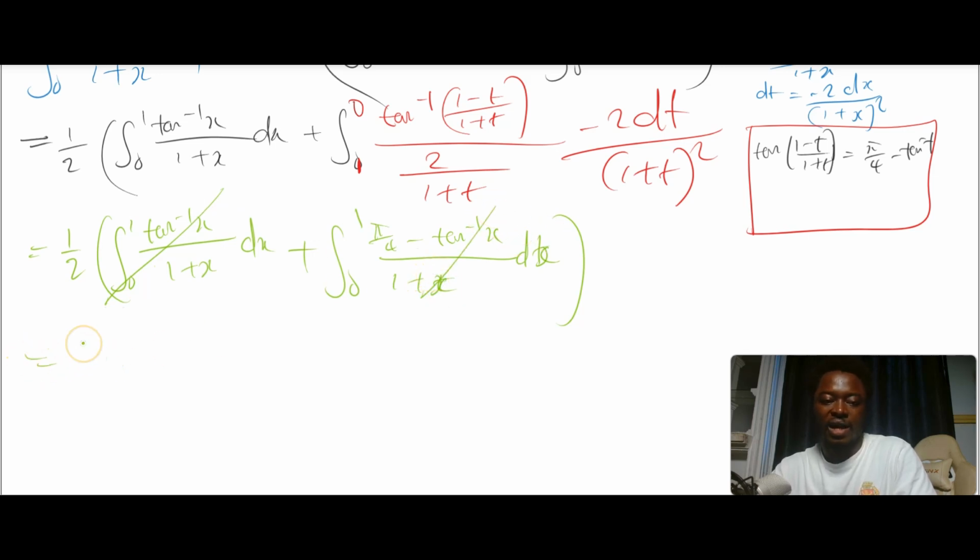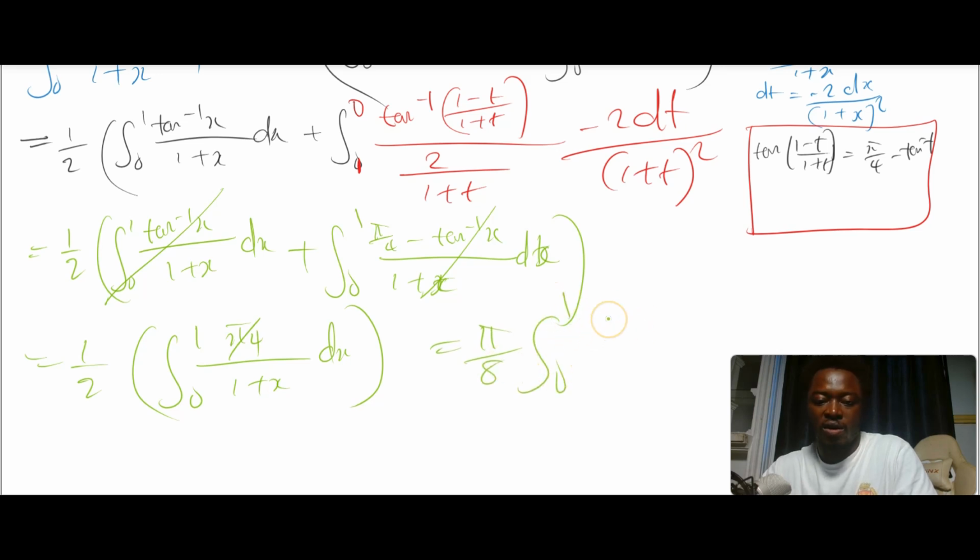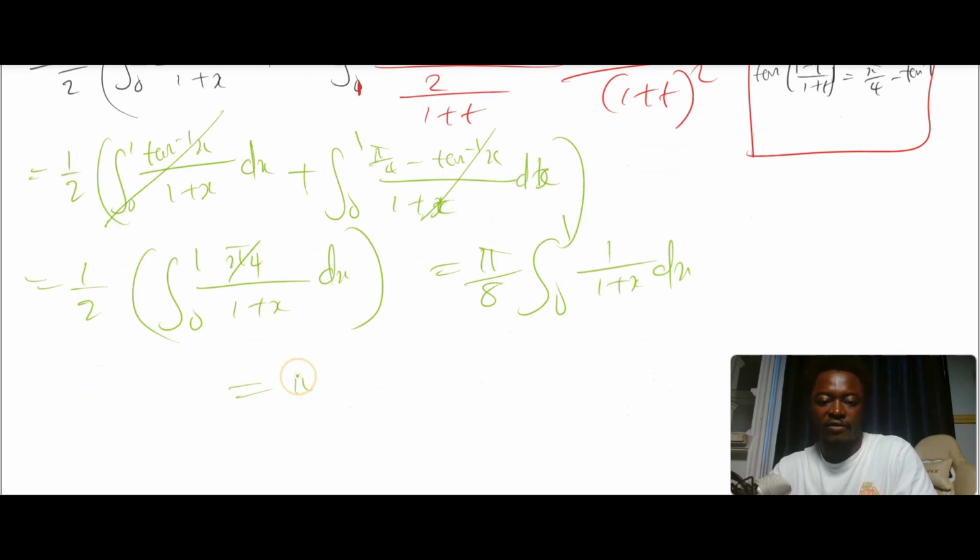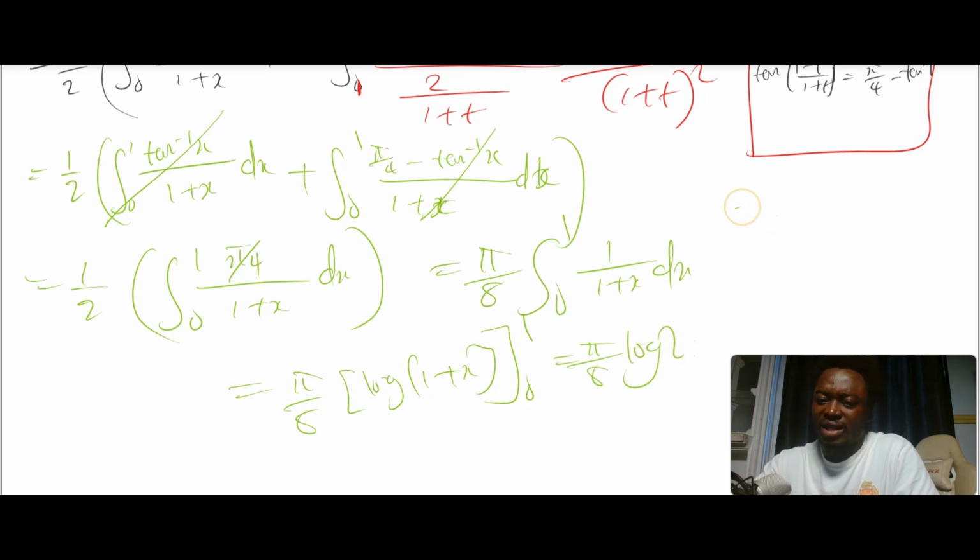So we are left with half of the integral from 0 to 1 of pi over 4 divided by 1 plus x dx, which is pi over 8 times the integral from 0 to 1 of 1 over 1 plus x dx, which is pi over 8 times the logarithm of 1 plus x as we run from 0 to 1, which is going to be pi over 8 log 2. This is a well-known integral.